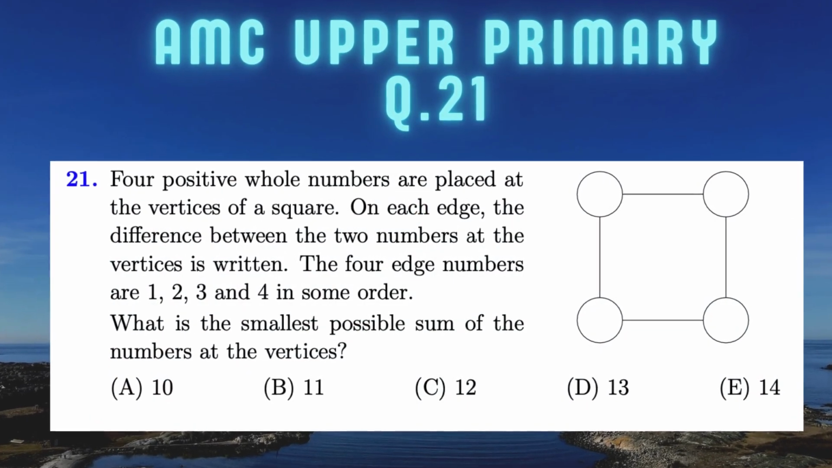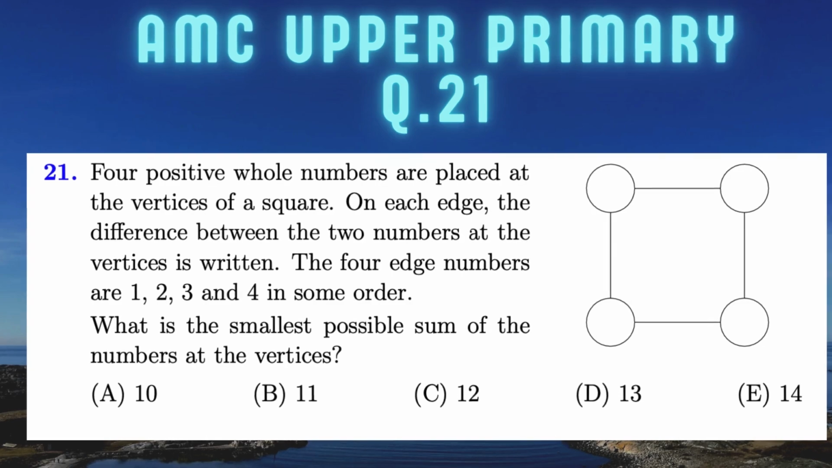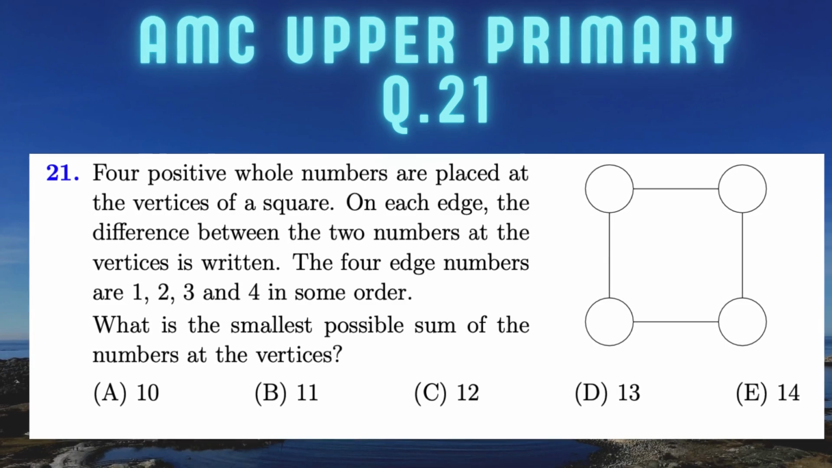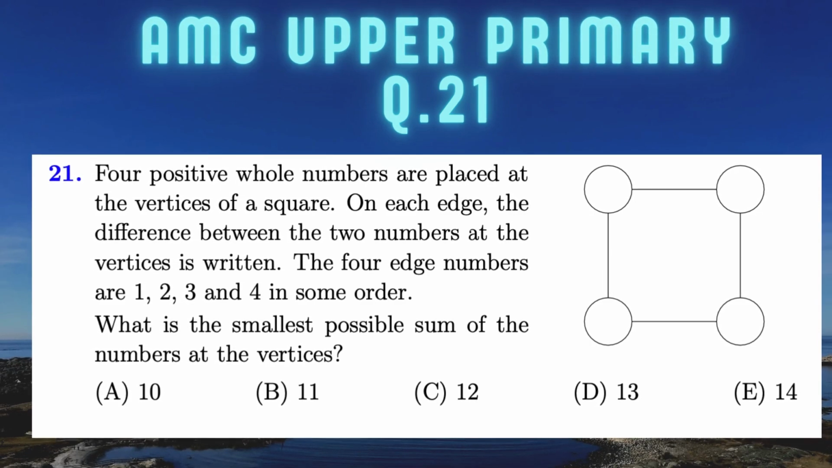AMC Upper Primary, question 21. Four positive whole numbers are placed at the vertices of a square. On each edge, the difference between the two numbers at the vertices is written. The four edge numbers are 1, 2, 3, and 4 in some order. What is the smallest possible sum of the numbers at the vertices?